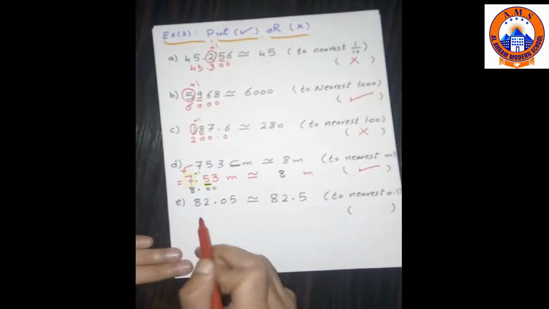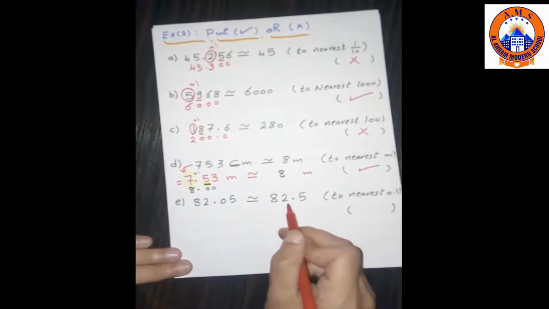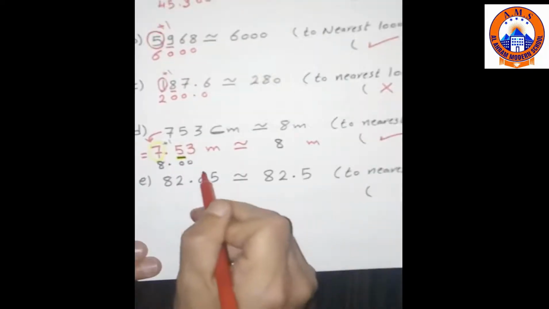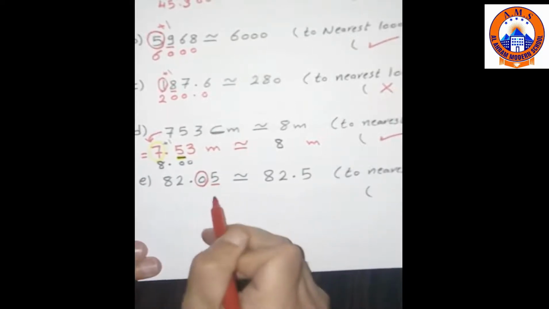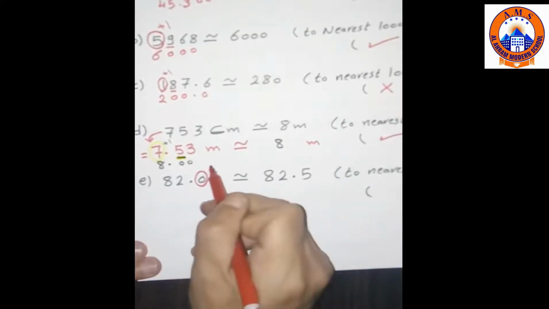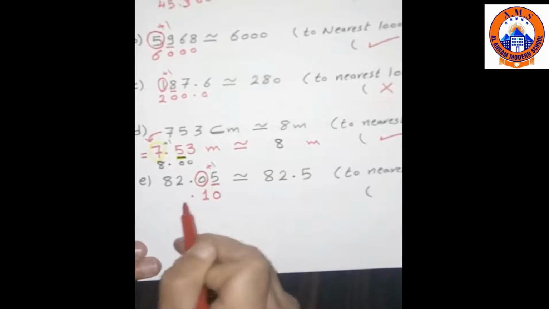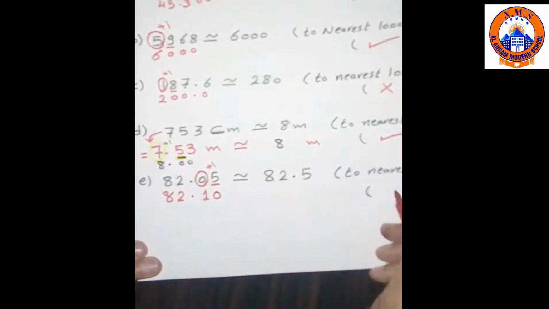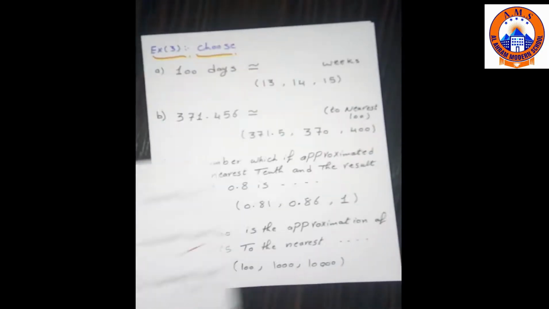Question number A, we have 82.05, and it is approximately equal to 82.5 to the nearest tenth. The tenth digit here is 0, and the following digit is 5. The following digit, always turn it to 0. This is a rich number, it's going to increase the 0 by 1, so this 0 becomes 1. And we have 82.1, this is not the answer, so this statement is wrong. Let's move to another question.